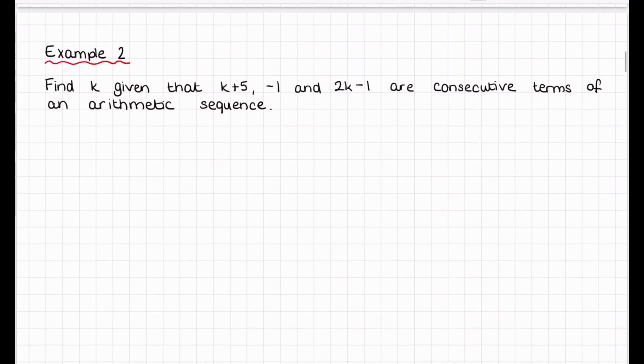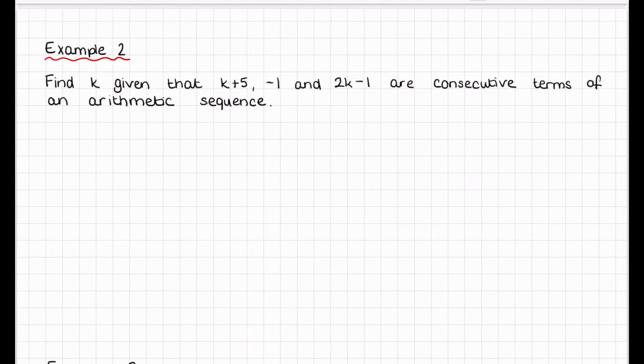Example 2. Find k, given that k plus 5, negative 1, and 2k minus 1 are consecutive terms of an arithmetic sequence. And we want to find k. So the way we do this is we know that the difference between these in an arithmetic sequence must be the same. So negative 1 minus (k plus 5) equals the difference. And then we also know that 2k minus 1 minus negative 1 also equals the difference. And we can equate these to each other and find out what k is.